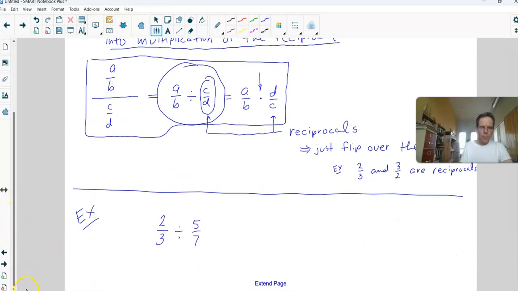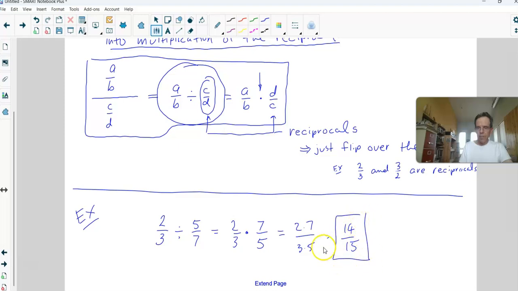Okay, let's do an example. So we've got 2/3 divided by 5/7. We convert to multiplication by multiplying by the reciprocal of the second fraction, the divisor fraction. Okay, now it's multiplication. We multiply the numerators, 2 times 7. We multiply the denominators, 3 times 5, and we get 14/15. Easy, right? Division is super easy. We sometimes have to reduce just like we do with any multiplication. So keep an eye out for that.